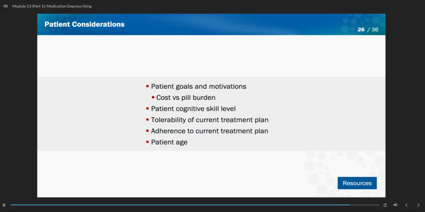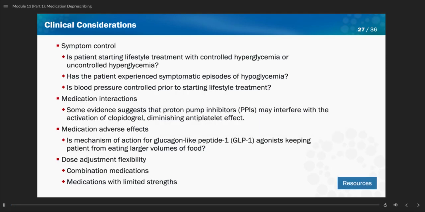I'm going to hand things back over to Jenny now to discuss the clinical considerations. There are many clinical considerations to take into account when deprescribing. The first is symptom control.